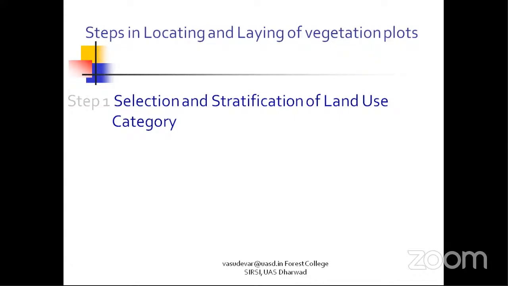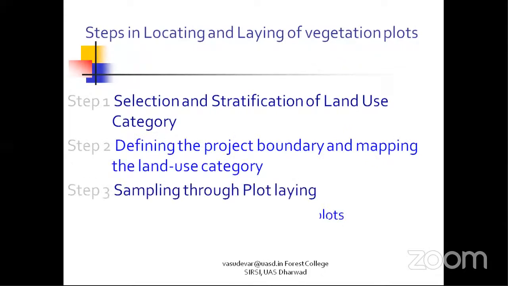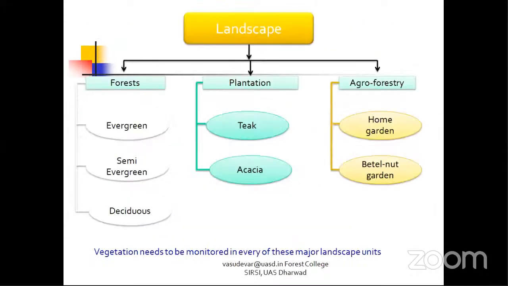The first step is the selection and stratification of the land use. Second is defining the project boundary. Third is sampling through plot laying. Within the plot laying, you have sub steps like marking the plots and subplots, making the measurements, etc.